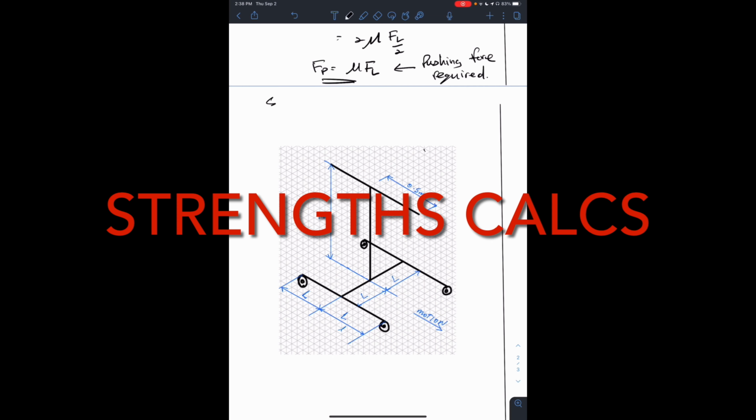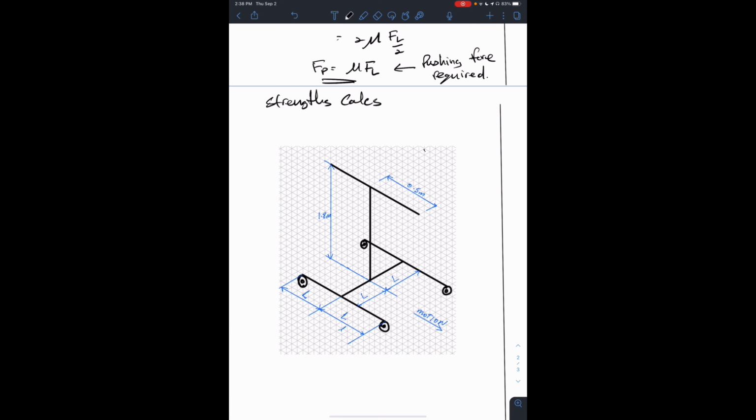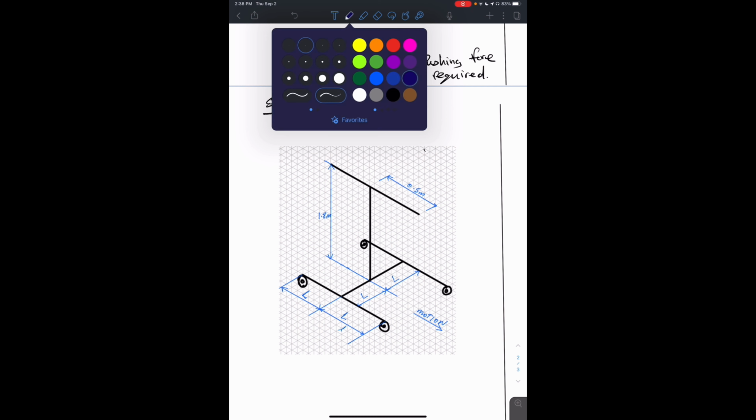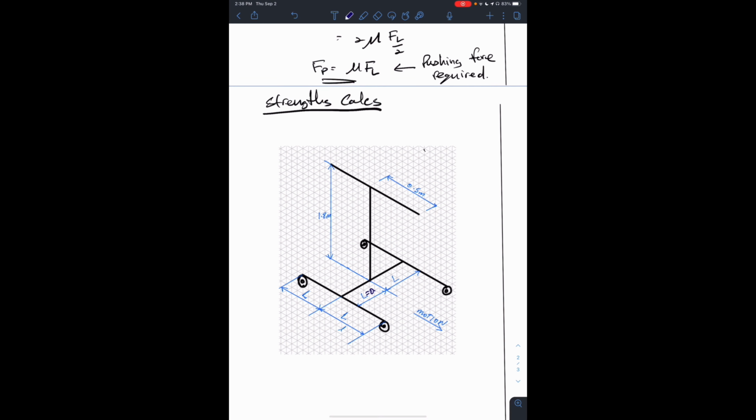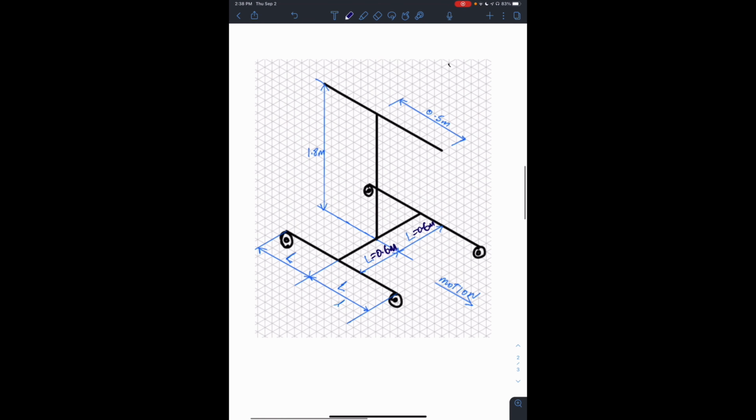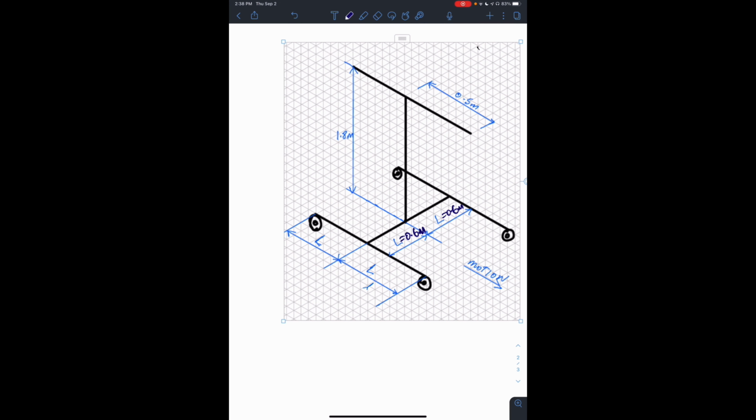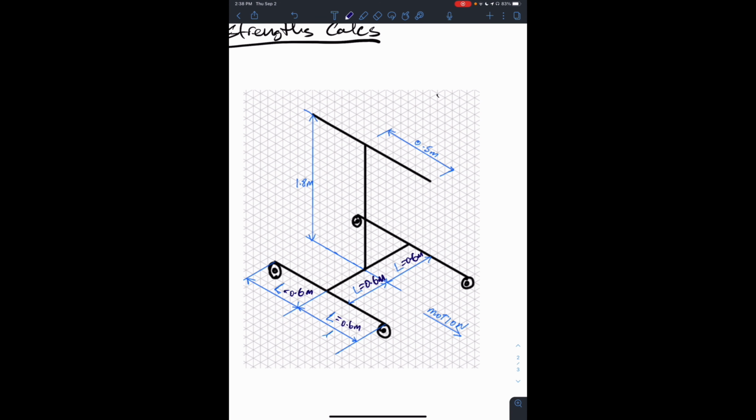So we're on to the strength calculations now. Right, so we have the beam and we identify that L is equal to 0.6 meters. Right, so we have these distances here now. Right, so we need to now have a numbering system for the beam.